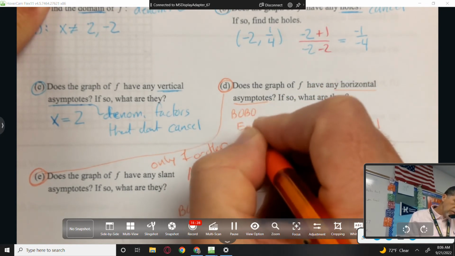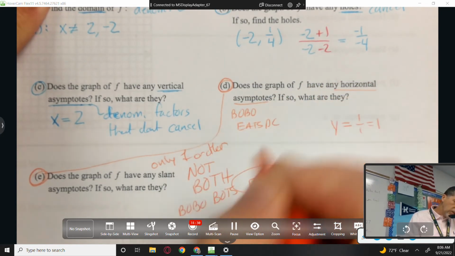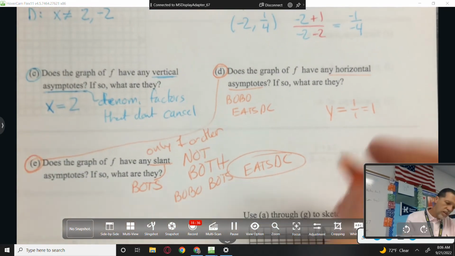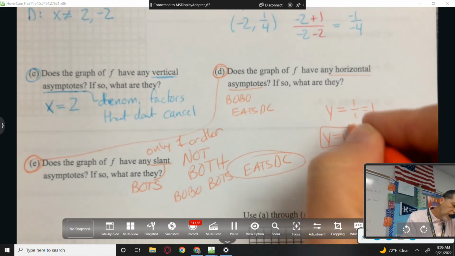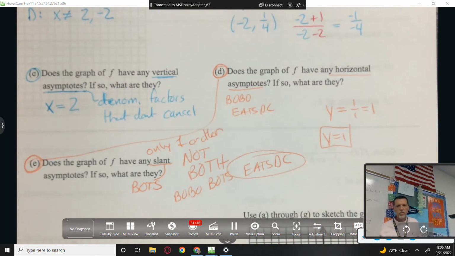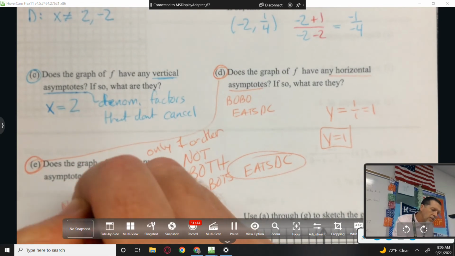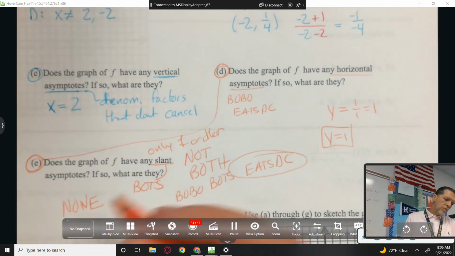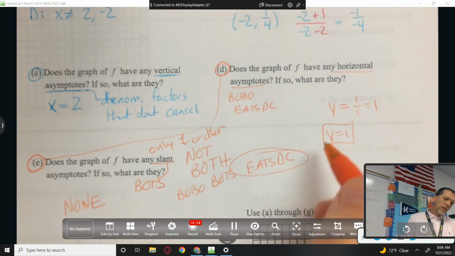So Bobo and Eats DC are the horizontal. The slant is the bots. So y equals 1 is our horizontal asymptote. And slant is none. Make sure you write that on the paper, on the test, on the worksheets. Otherwise, I will think you don't know. So no slants because our Eats DC, our horizontal, was y equals 1.